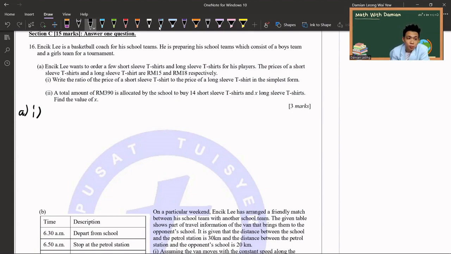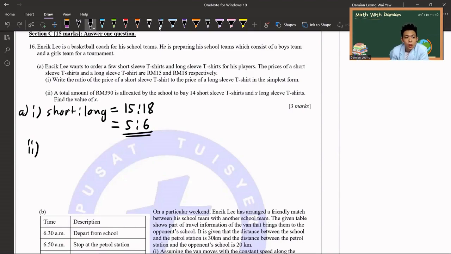This is just ratio. So short sleeve to long sleeve is just 15 ringgit to 18 ringgit. So I simplify, means both I can divide by 3, 5 to 6. That's the ratio.